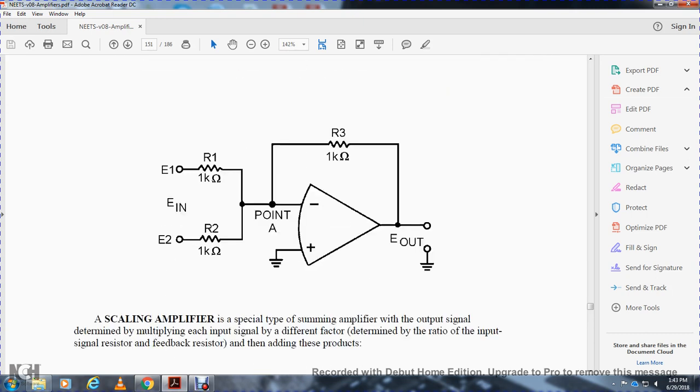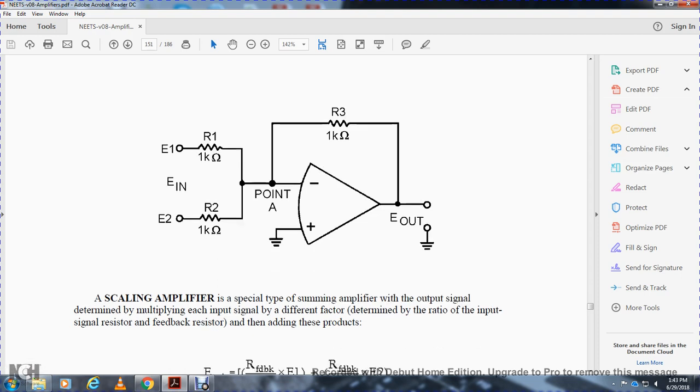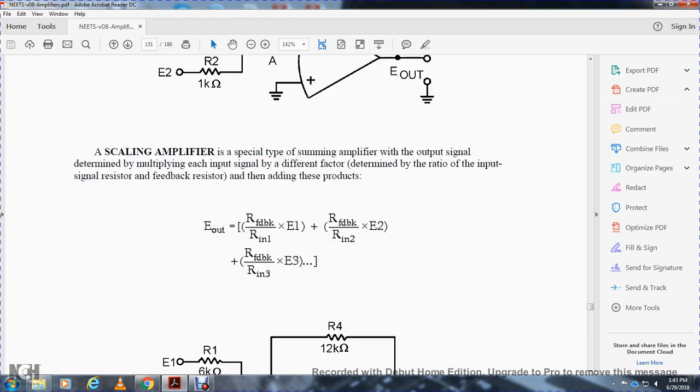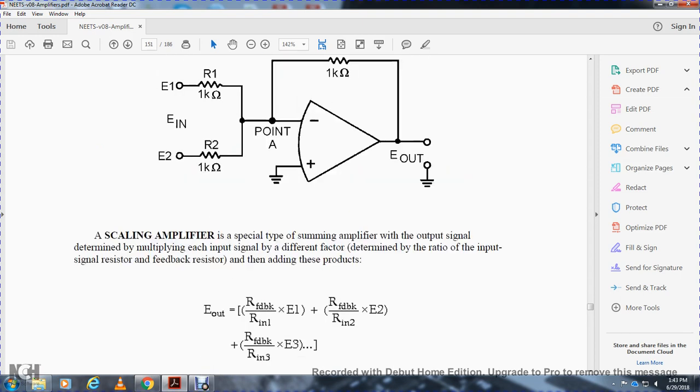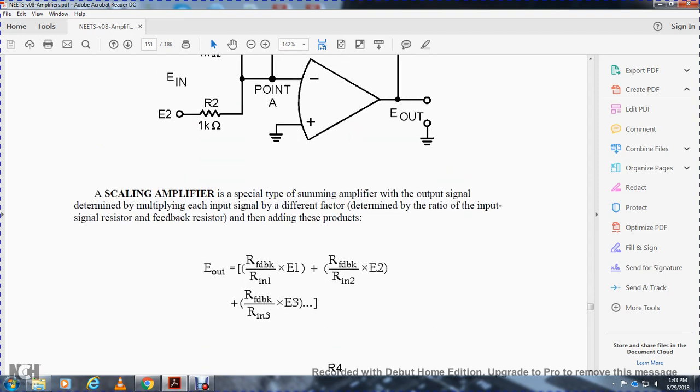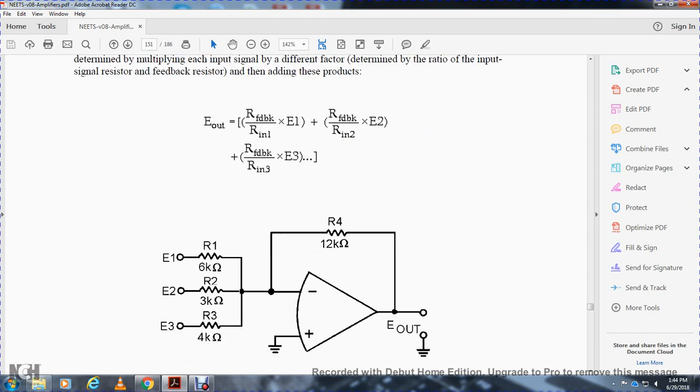Voltage 1, resistor 1. The scaling amplifier is a special type of summing amplifier where the output signal is determined by multiplying each of the input signals by a different factor, determined by the ratio of the feedback resistor to the input resistor, and adding these products. Voltage output is equal to the feedback resistor over the input 1 resistor times voltage 1, plus feedback resistor over input 2 resistor times voltage 2, plus feedback resistor over input 3 resistor times voltage 3.